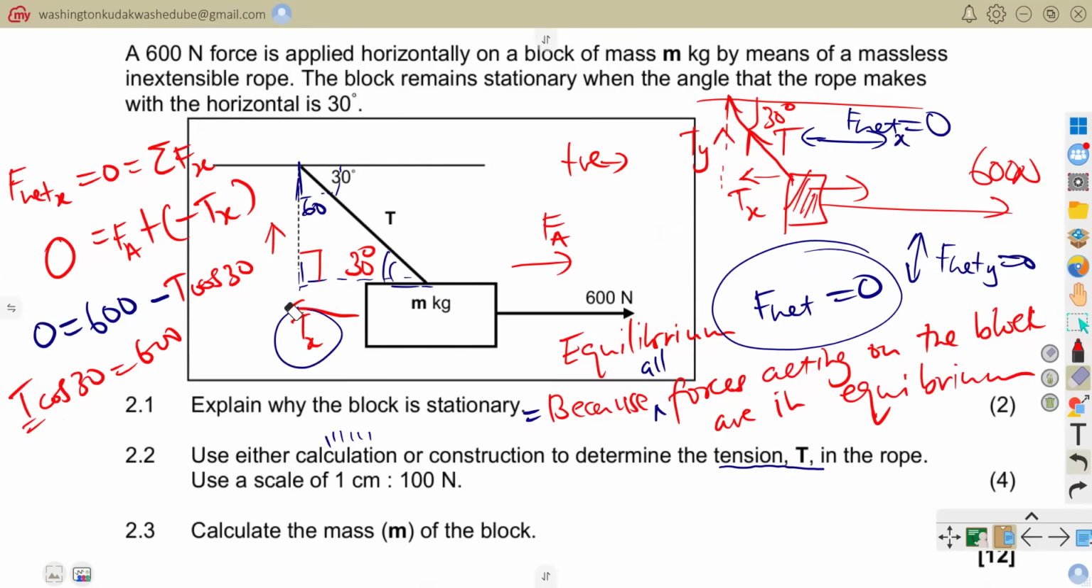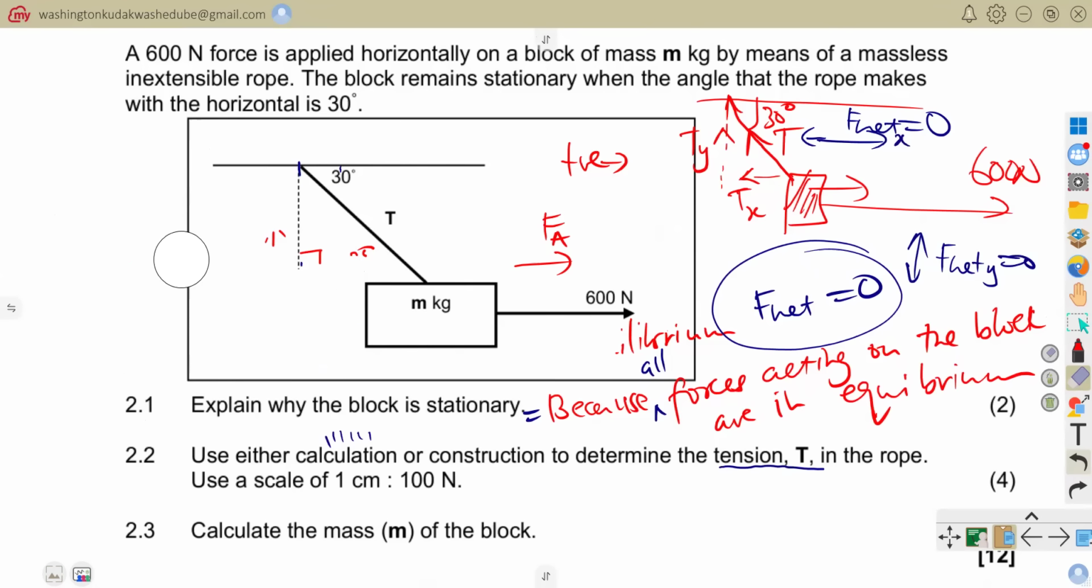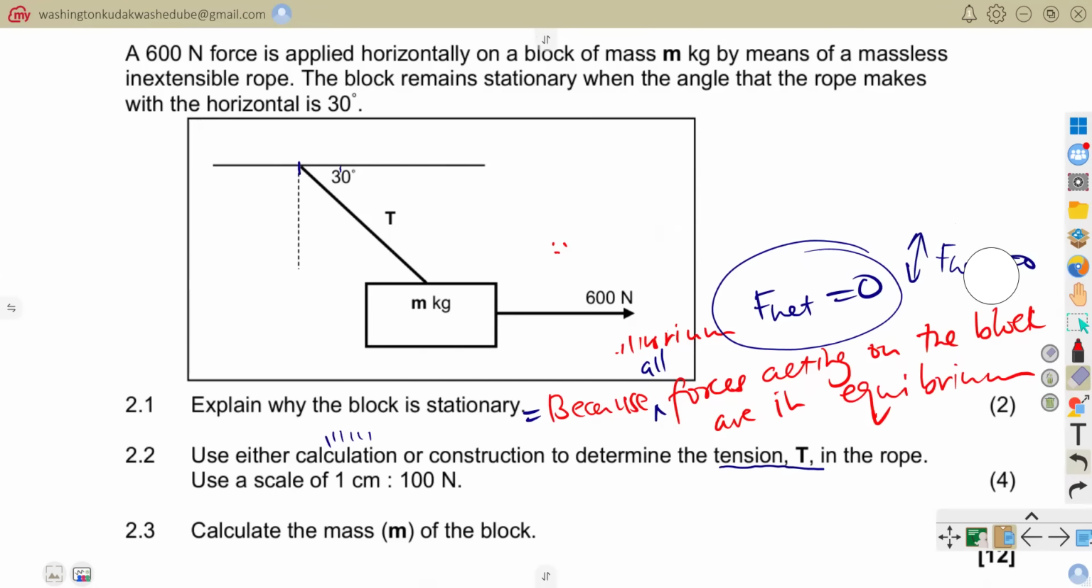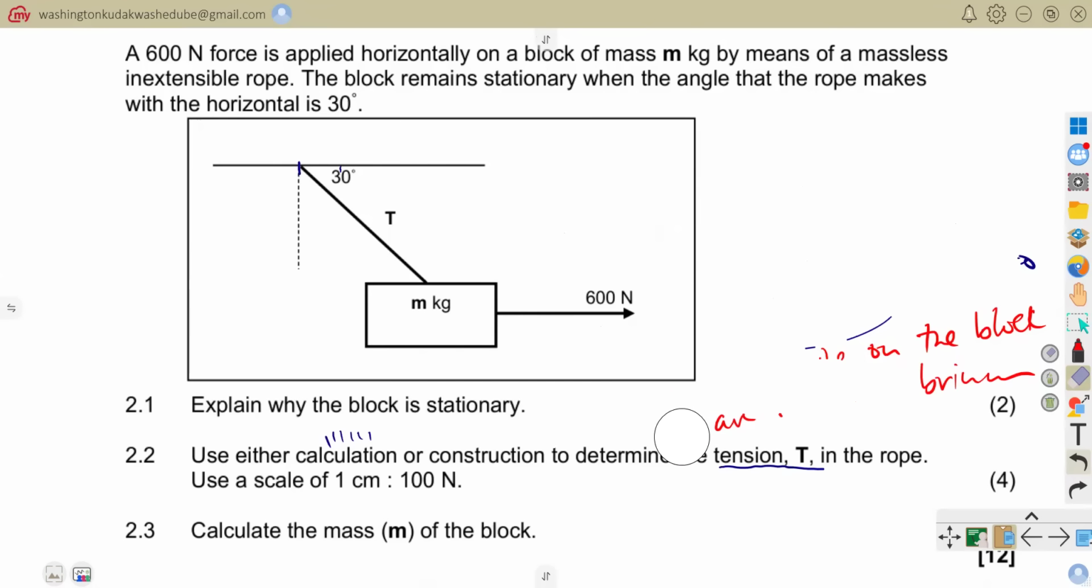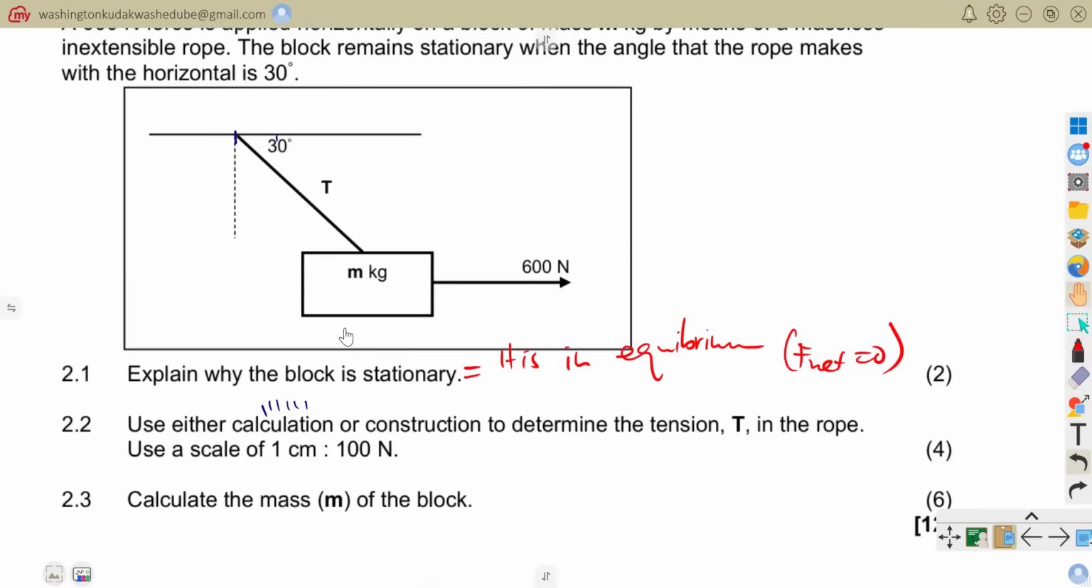Let me just rub out everything that I've said here so that we can find somewhere neat to do that question, so that people can follow neatly what I'm doing. Here we say that the object is not moving because it is in equilibrium. If it is in equilibrium, it means that F net is equal to 0. So F net in all directions is equal to 0.